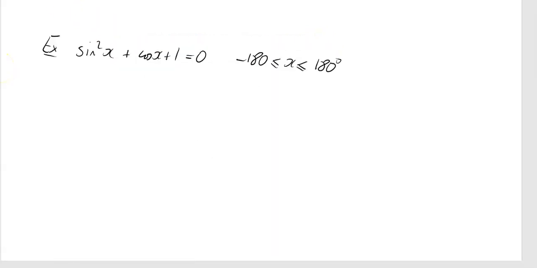Okay, one extra example is if you've got one like this, where you've got sine squared plus cos plus 1 equals 0. Now the problem here lies because you've got sine squared and you've got cos, you have two different kinds of things. So what you want to do is use this identity we had over here. We had sine squared x plus cos squared x equals 1, which means sine squared x is the same as 1 minus cos squared x.